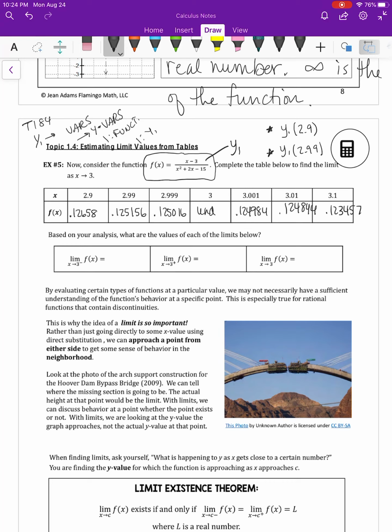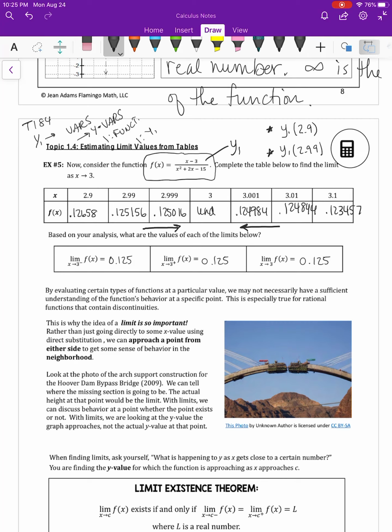Okay, so you should be back and you should have gotten the same thing that I got here. Notice that here we're approaching 3 from the left. Here we're approaching 3 from the right. You can see that the value at 3 is undefined, but you can also see that it's approaching 0.125. So from the left, it's approaching 0.125. From the right, it's approaching 0.125. So therefore, even though it's undefined at 3, my limit as I approach 3 is 0.125.